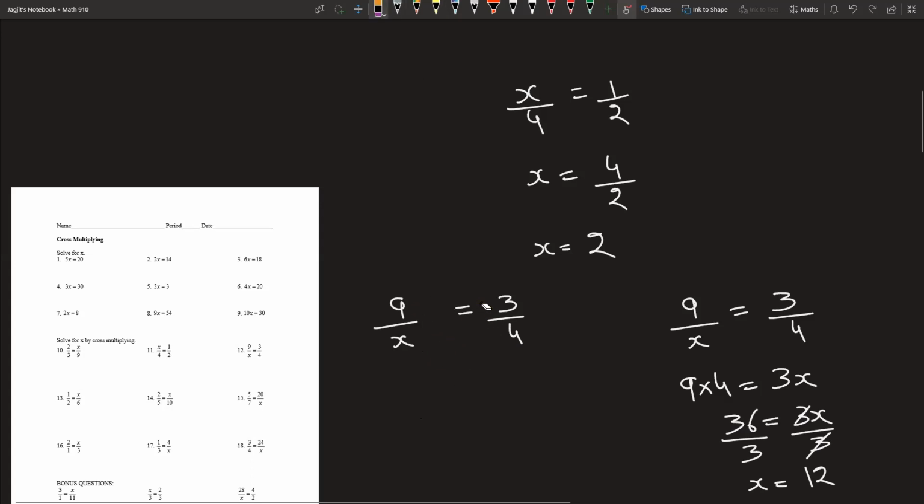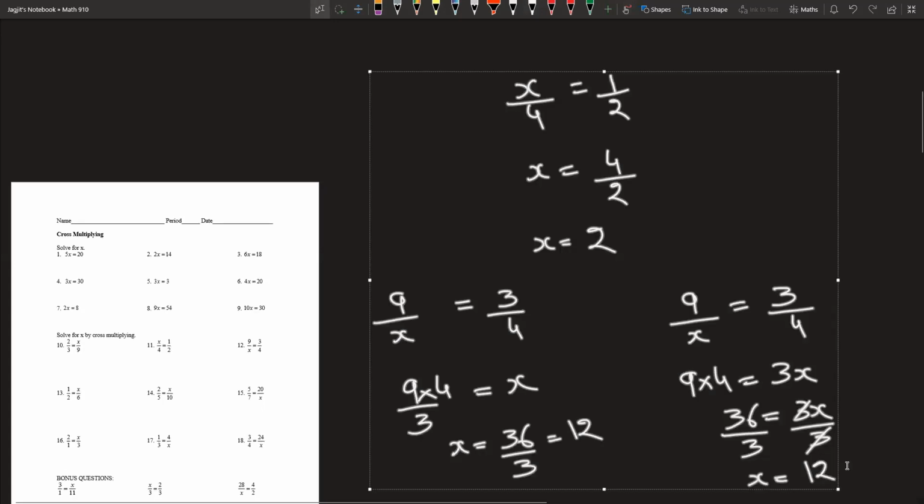Okay, so what's going to happen over here? You're trying to solve for x. This x is going to go across, and it's going to land over here. 9 is over here. This 3 will go across, and it will land at the bottom. This 4 will go across, and it will land at the top, like that. So you get x is equal to 36 over 3, which is 12. Do you guys follow that?